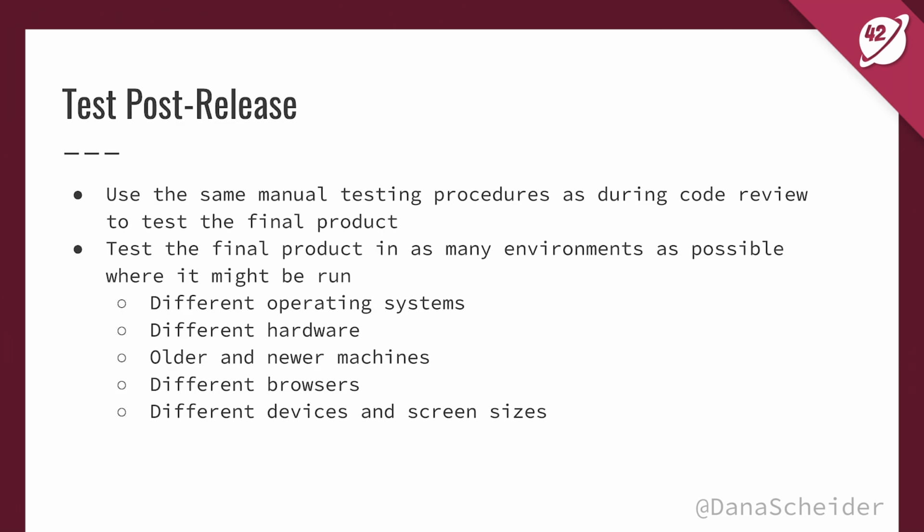So using the same manual testing procedures as during code review, you want to test in production. Ideally, you want to test in a pre-production environment like staging as well. And when you test your final product, you want to test it in as many environments as possible where it might be run. So if this is an app that might be run on different operating systems or hardware, older and newer machines, web apps that could be run in different browsers, apps that could be run on different devices or screen sizes, you want to make sure to incorporate all of those into your post-release testing and as much as possible into your pre-release testing.